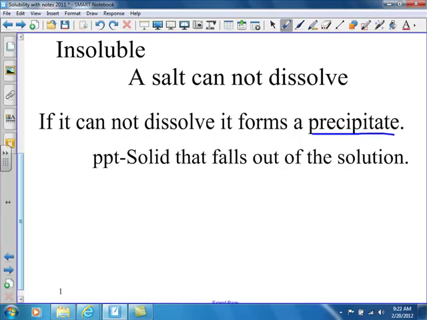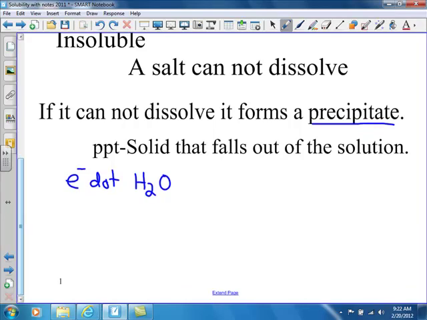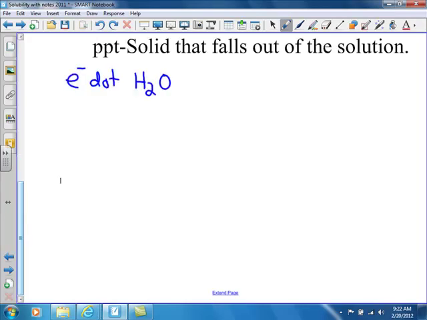Now, going back to the issue of water for a second, okay? What I want you to do is draw the electron dot structure of water. Okay? So take a moment in your notes and draw the dot structure of water. And you should be drawing oxygen with its 6 dots, and then hydrogen attaching onto it.